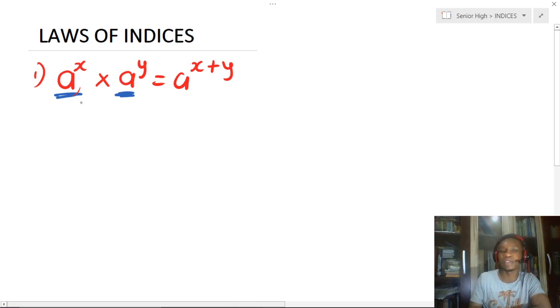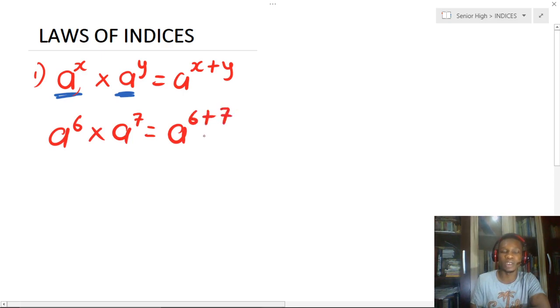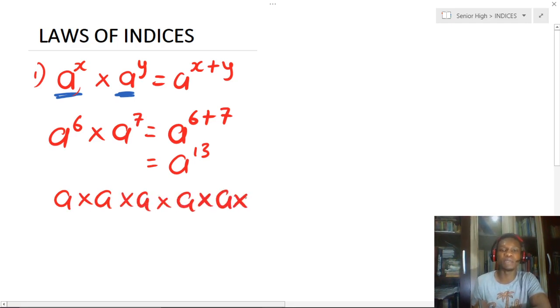Is that okay? So let's take, for example, let me use a different one. Let's say we're having A raised to the power of 6 multiplying A raised to the power of 7. What will it give you? It will give you A raised to the power of 6 plus 7, and that is A raised to the power of 13. Now I'm sure you understand that A raised to the power of 6 was gotten by saying A times A times A times A times A times A. How many A's? 1, 2, 3, 4, 5, 6. And then we multiply it again by A raised to the power 7.